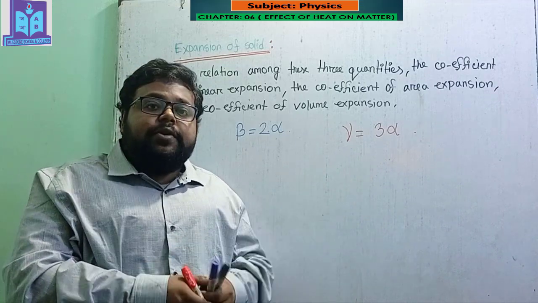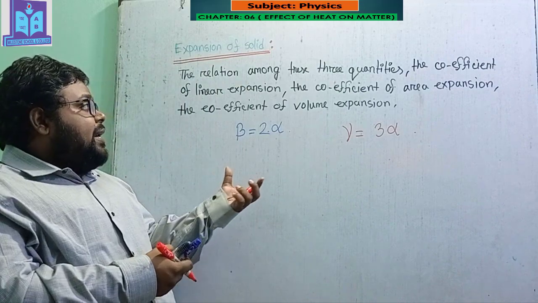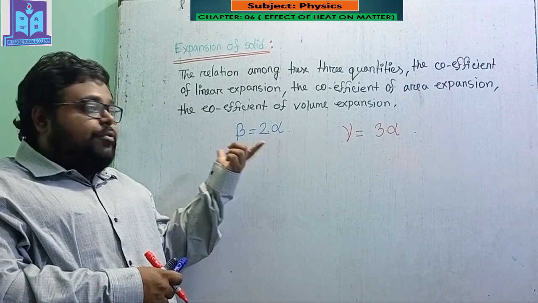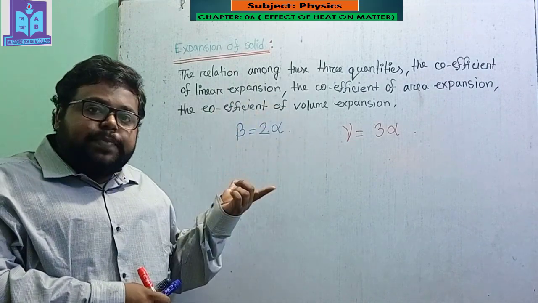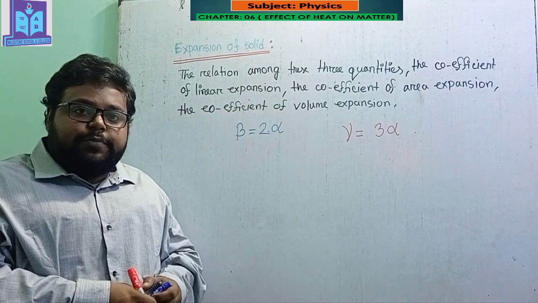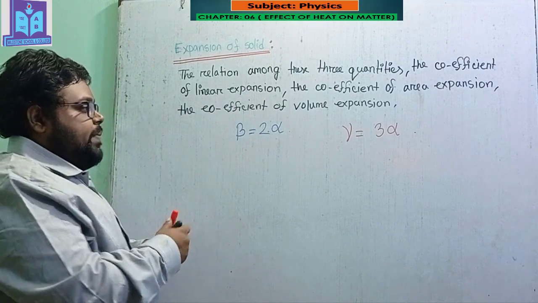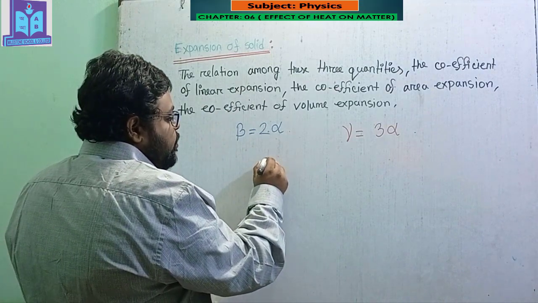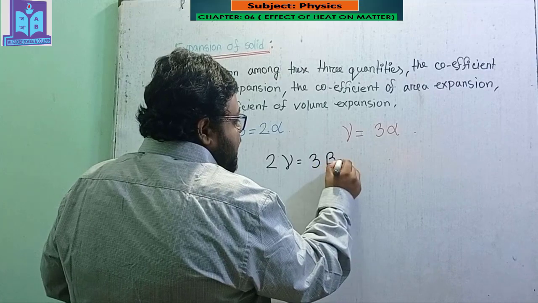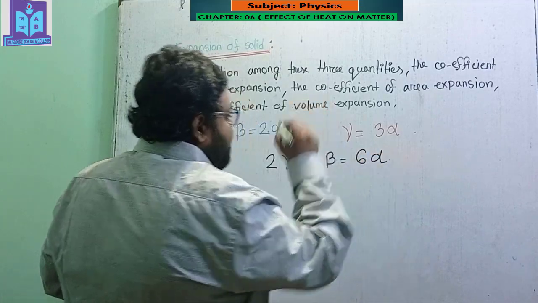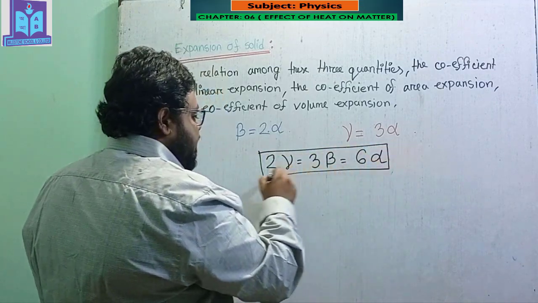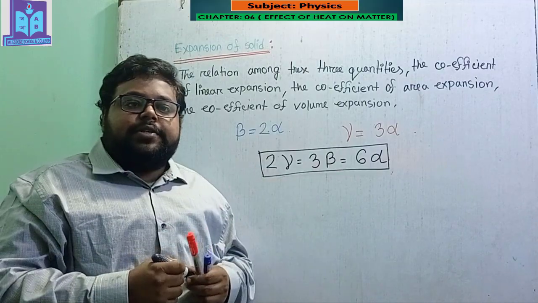And if I want to establish a relation among the coefficient of linear expansion, the coefficient of area expansion and the coefficient of volume expansion, then the equation will look like this: 2 gamma equals 3 beta equals 6 alpha. So, dear student, this is the relation among these three quantities.